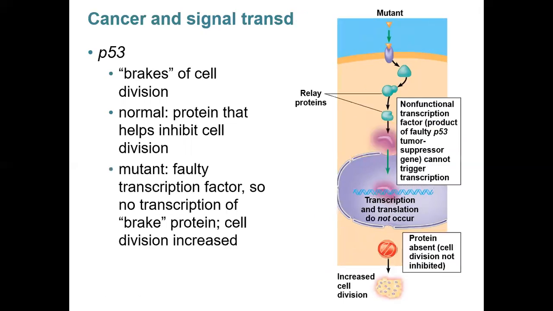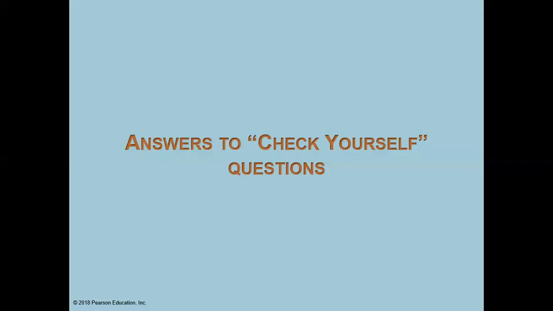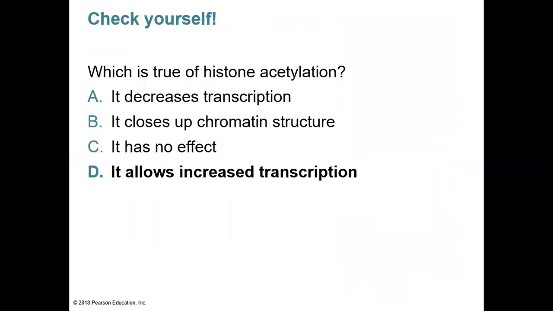If there's a mutation in the P53 gene, then we get a non-functional P53 protein. So all of this signaling still occurs, but transcription and translation can't happen because there's no P53 protein. And that means there's no division repressing protein being made. And so cell division just keeps going and going and going. The end.